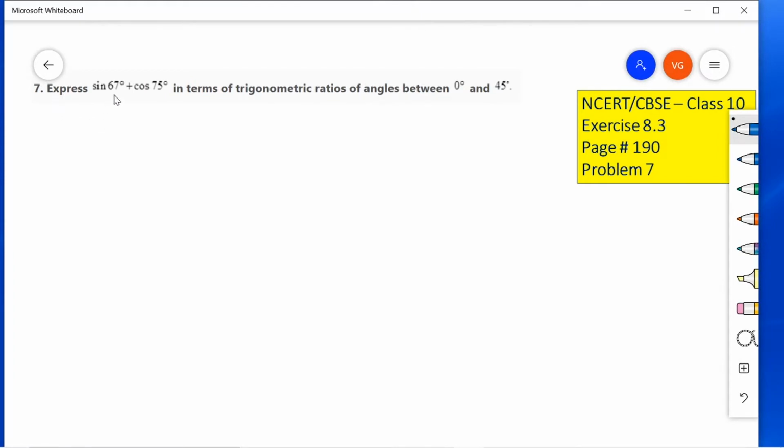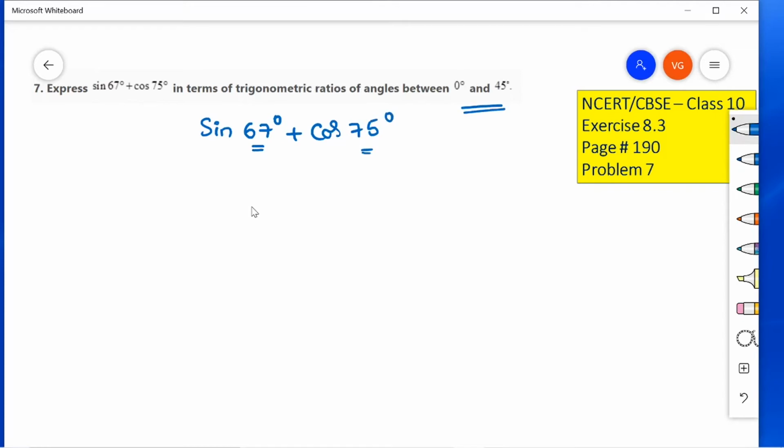Express sine 67 degree plus cos 75 degree in terms of trigonometric ratios of angles between 0 degree and 45 degree. Right? So, let us see the given problem statement is like this. Sine 67 degree plus cos 75 degree. Right? So, we need to write this 67 and 75. We have to replace the angles with angles in between 0 and 45.